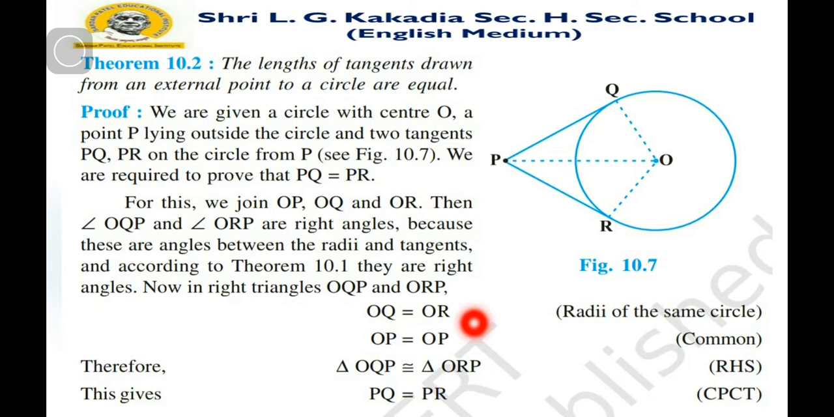Hence, by the reciprocity rule, we can say that PQ is equal to PR. So, in this way we can prove theorem number 10.2. Just find that both the triangles are congruent, then we can easily say that all the corresponding parts are equal.